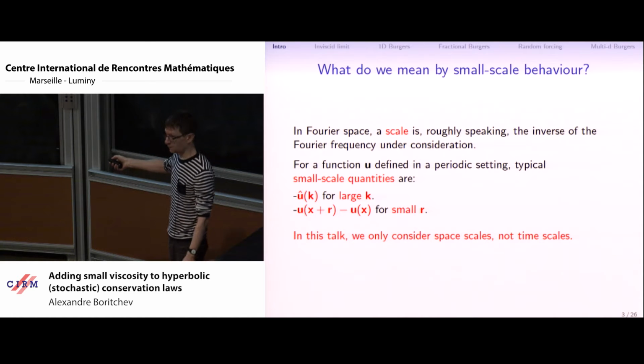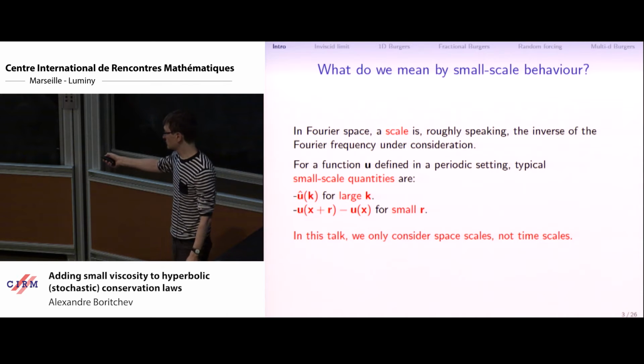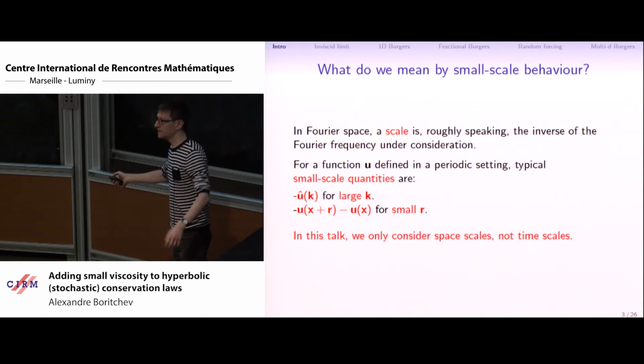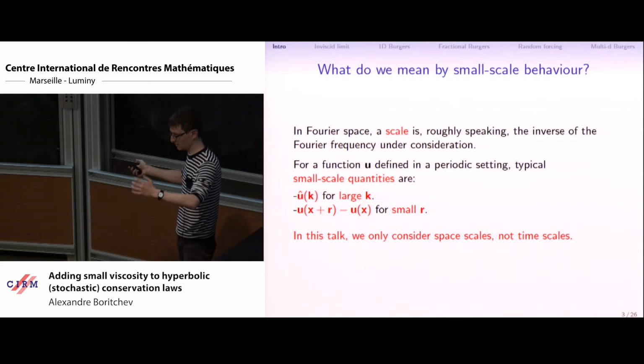So these are the two canonical small-scale quantities for a function which is defined in a periodic setting: the Fourier coefficient u hat of k for large values of k, or the increment u of x plus r minus u of x for small values of the separation r. And one important thing, in order to avoid future confusion: in this talk, when we mention scales, it's only space scales. The time scales are, of course, very interesting, and there are results about this type of model and their behavior in long time, but the time doesn't permit us to talk about them.